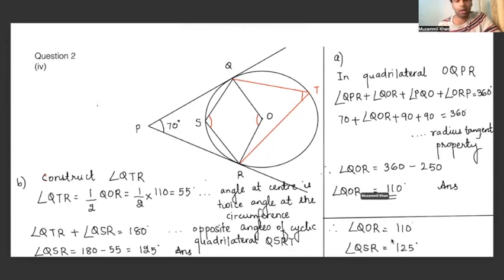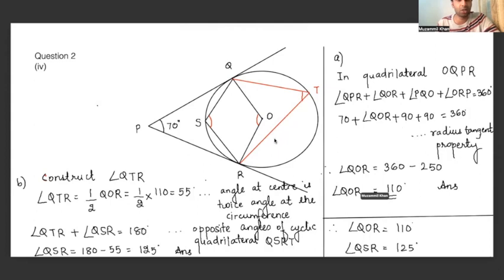Having found QOR, the next part was where we had to find QSR, that is this angle. Now to find QSR, as I told you earlier, we can use reflex of angle QOR, but I've avoided that by using QR as a chord and subtending an angle on the circumference.